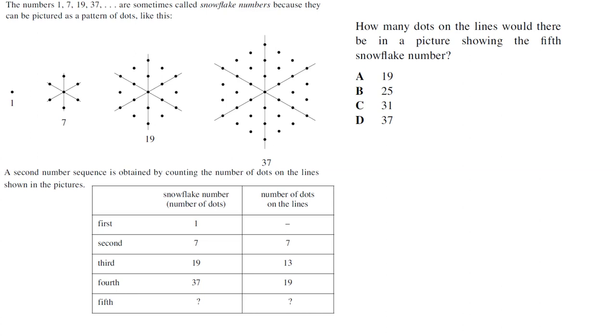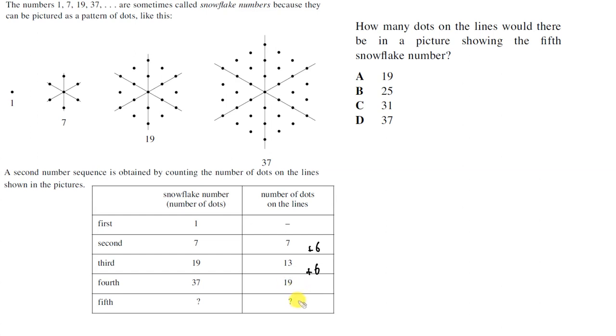Okay, so now we're looking for a pattern in between the different numbers in this column, the number of dots on the lines. This is a second independent pattern. So from 7 to 13, we seem to have increased by 6. Then from 13 to 19, it's another increase by 6. So this pattern seems rather straightforward.